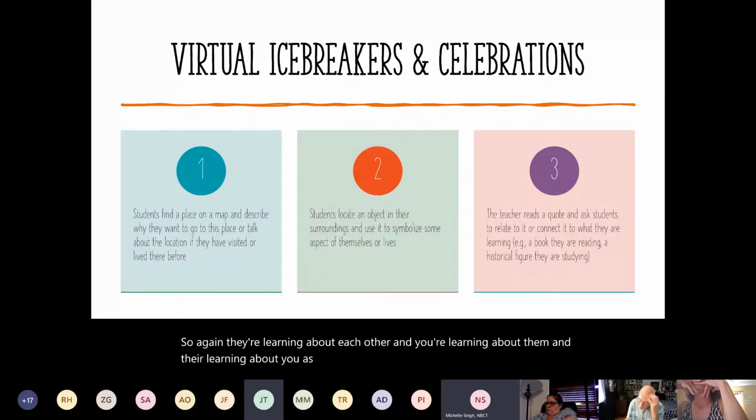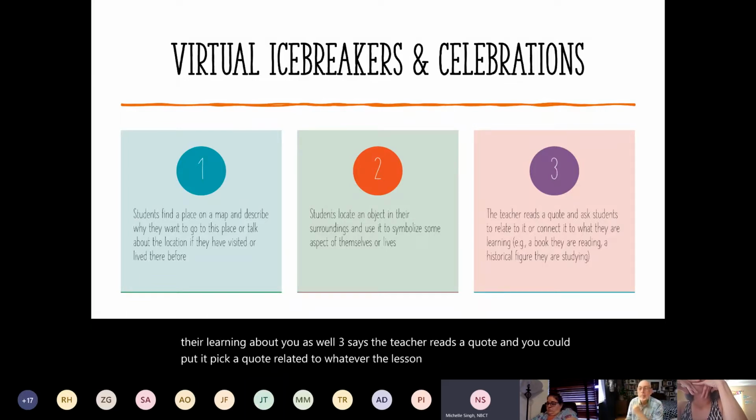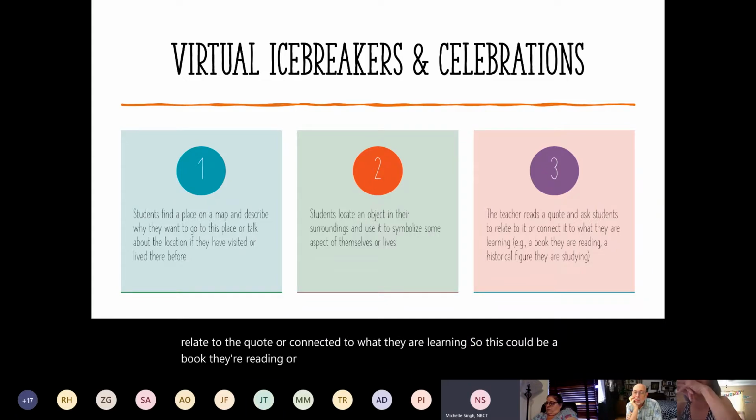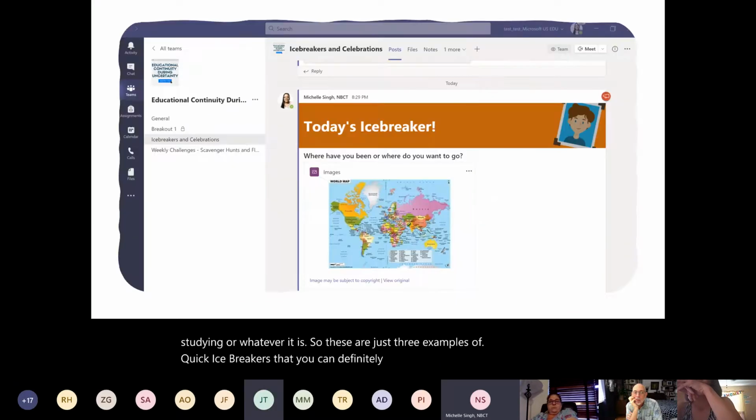Number 3 says, the teacher reads a quote, and you could pick a quote related to whatever the lesson is, and ask students to relate to the quote or connect it to what they're learning. So this could be a book they're reading, or a historical figure they're studying, or whatever it is. These are just 3 examples of quick icebreakers that you can definitely incorporate in your learning.